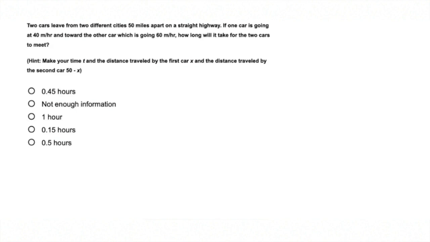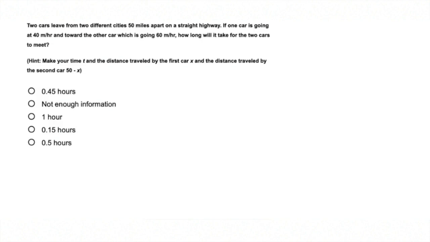The next problem asks, 2 cars leave from 2 different cities 50 miles apart on a straight highway. If one car is going at 40 miles per hour toward the other car, which is going 60 miles per hour, how long will it take for the 2 cars to meet? Hint, make your time t and the distance traveled by the first car x, and the distance traveled by the second car 50 minus x. So our answers are 0.45 hours, not enough information, 1 hour, 0.15 hours, or 0.5 hours.